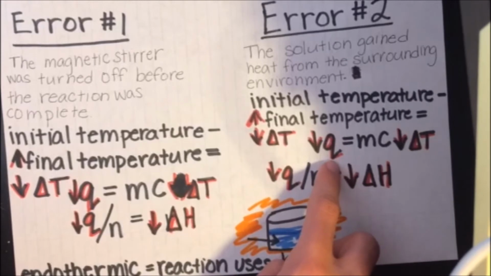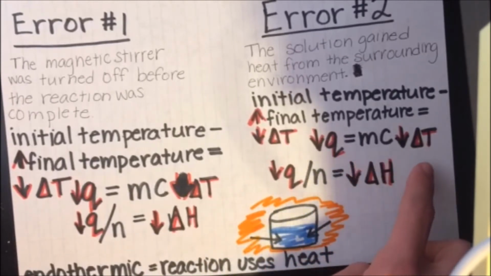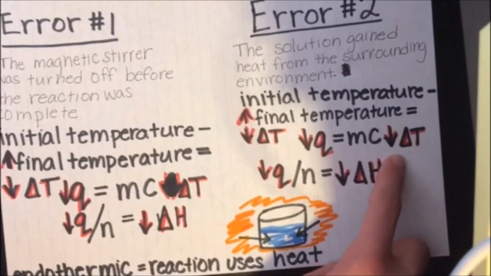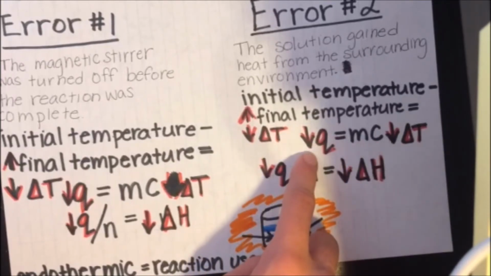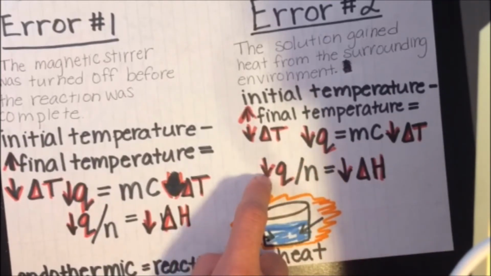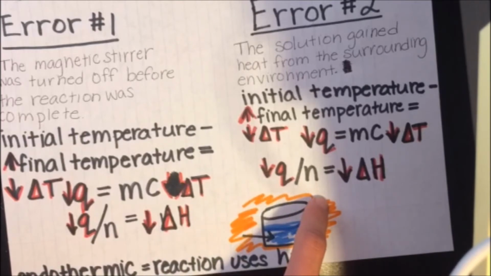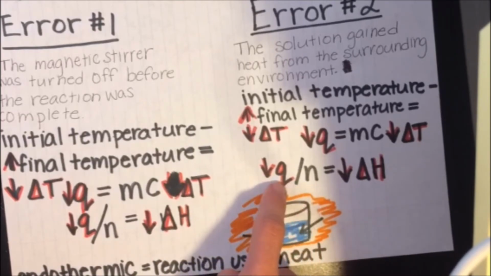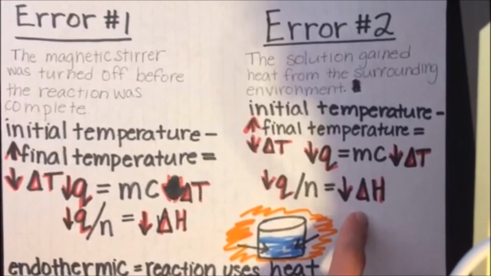Then, once again, using Q equals MC change in temperature, the lowered change in temperature results in a lowered Q, which when placed in energy over moles to determine heat content, the lowered energy results in a lowered heat content once again.